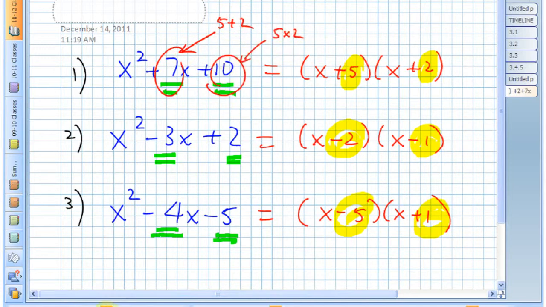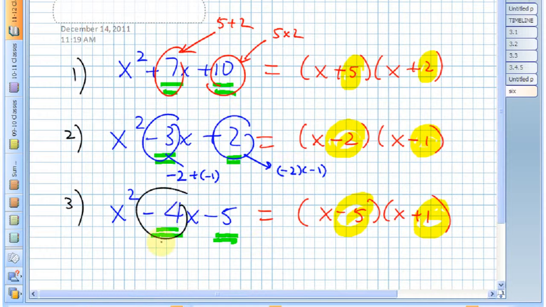Let's take a look. Negative 2 plus negative 1. Does that equal negative 3? Yep. And does negative 2 times negative 1 give you positive 2? Yeah. Okay, last one here. Negative 4, that's negative 5 plus positive 1. Is that negative 4? Yes. Negative 5 times negative 1, or sorry, negative 5 times positive 1? Negative 5. Yes, yes, yes, yes.